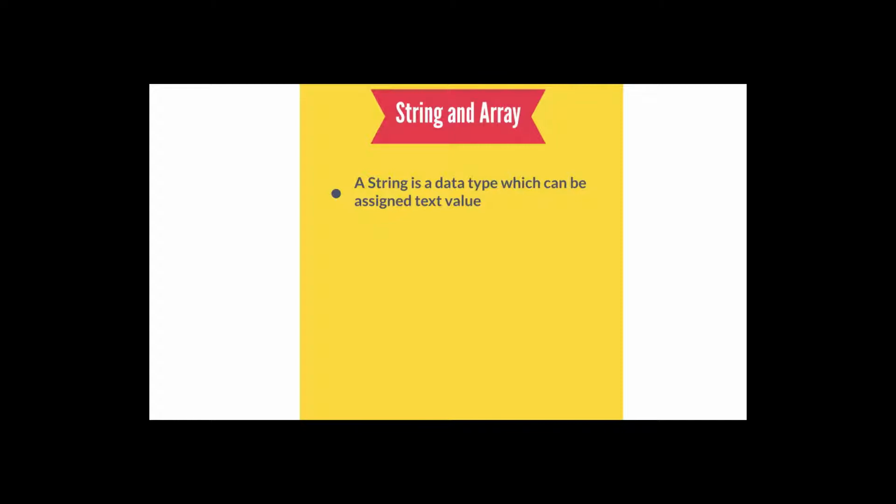Although you will learn a whole lot on the data types going forward, here is some introduction. A string is a data type which can be assigned text value. So you see an example here, String favorite equal to banana. String is the data type here, favorite is the variable name that you gave, banana is the value that is stored in the variable name favorite. And again observe that the banana is in between double quotes.